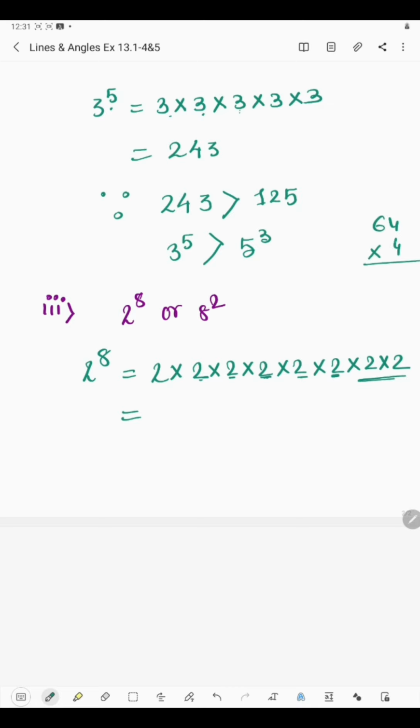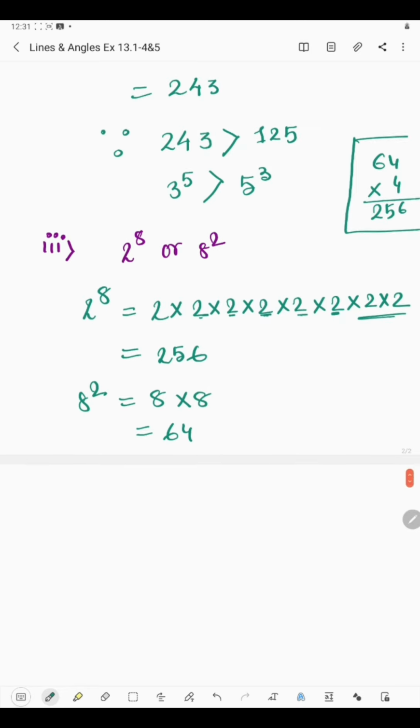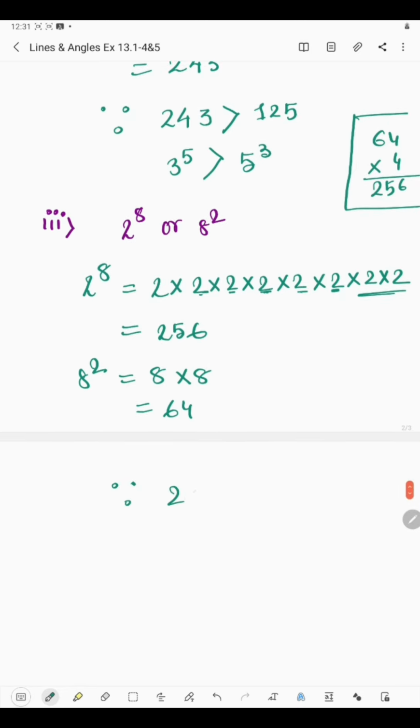2 2s are 4. So we will multiply this. 4 4s are 16, 4 6 are 24, 24 plus 1 is 25. So it's 256. And 8 raised to the power 2 means 8 into 8 as power is 2. So 8 8s are 64. So it is clearly seen that 256 is greater than 64. So 2 to the power 8 is greater than 8 to the power 2. Okay, because the value of 2 raised to the power 8 is 256. So 2 raised to the power 8 is greater than 8 to the power 2.